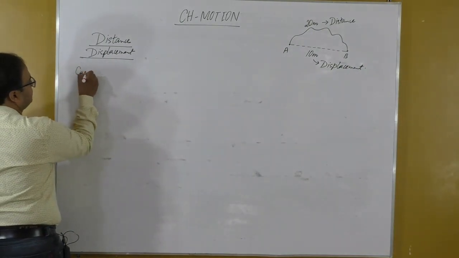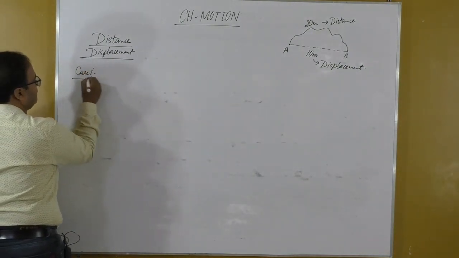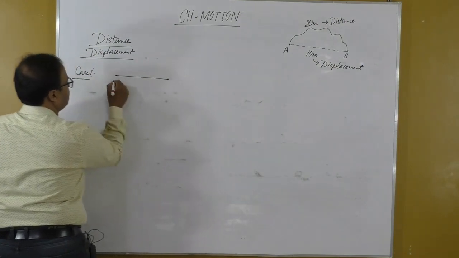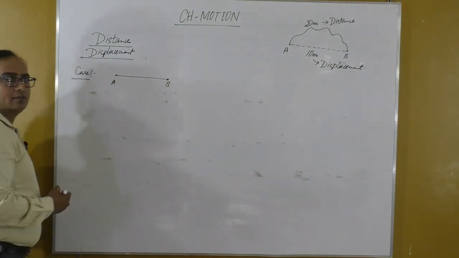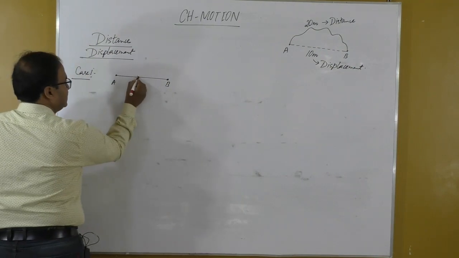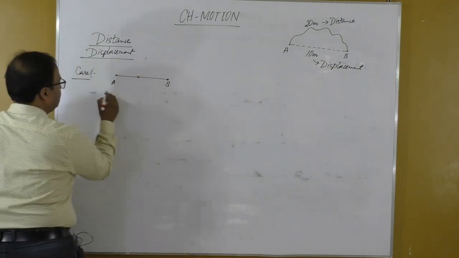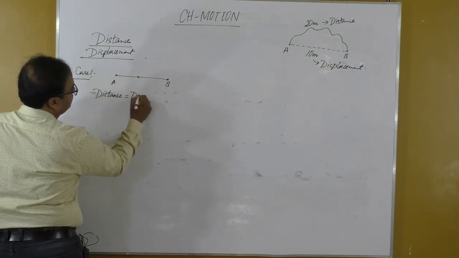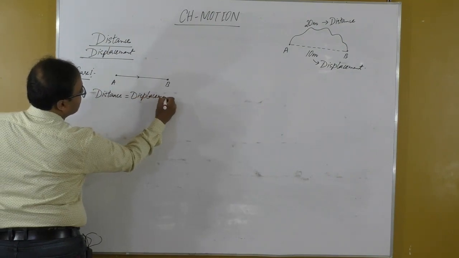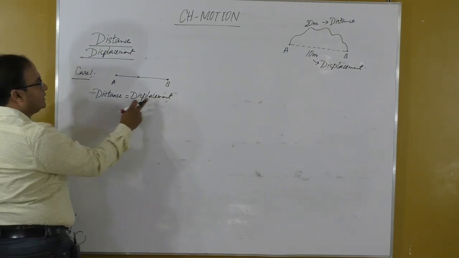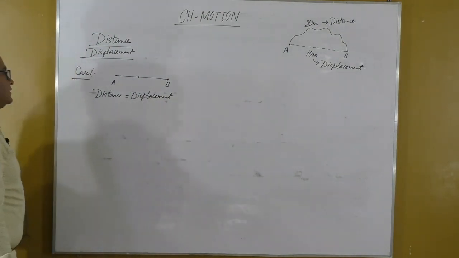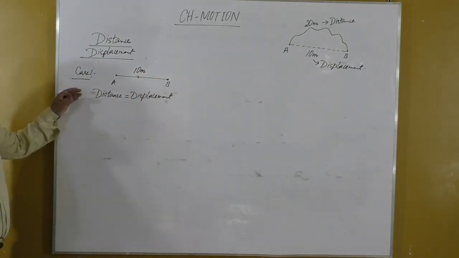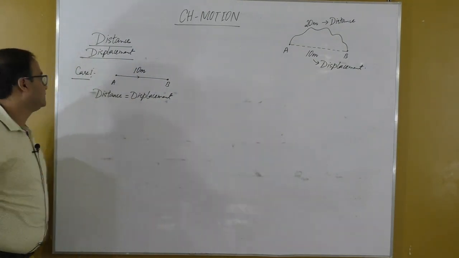First case, if a body moves in a straight line from one position to another. If a body moves in a straight path from one position to another, in this case, distance covered is equal to displacement. Actually, the magnitude of distance covered is equal to the magnitude of displacement. This length is supposed to be 10 meters. So if I ask you what is the distance covered, 10 meters. If I ask you what is the displacement, 10 meters.